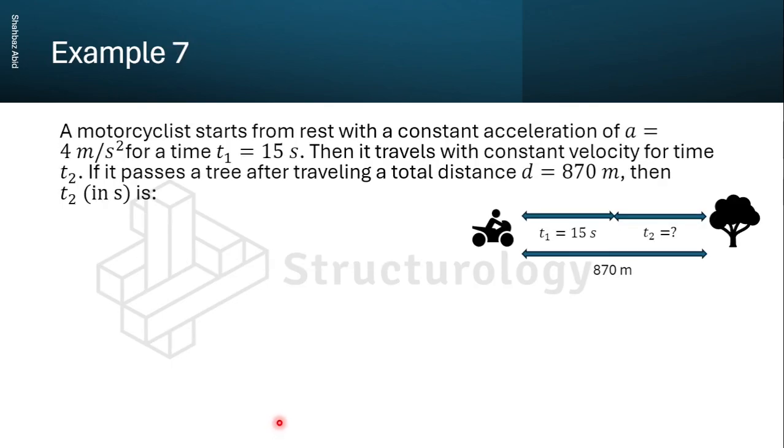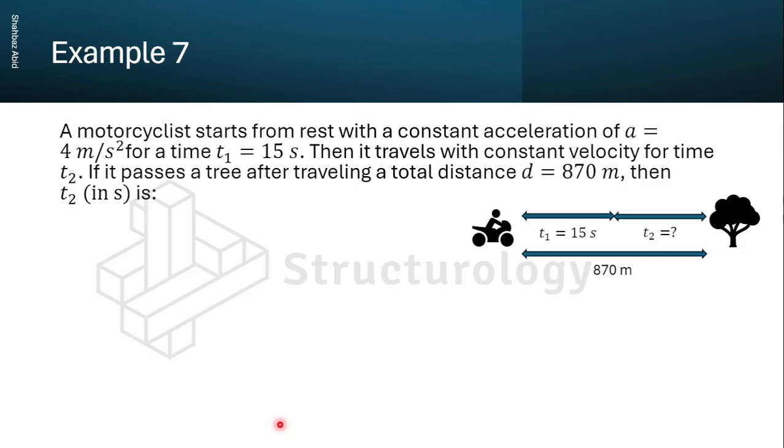Let's solve example 7. A motorcyclist starts from rest with a constant acceleration of a equals 4 meters per second squared for a time t1 equals 15 seconds. Then it travels with constant velocity for time t2. If it passes a tree after traveling a total distance d equals 870 meters, then t2 in seconds is.